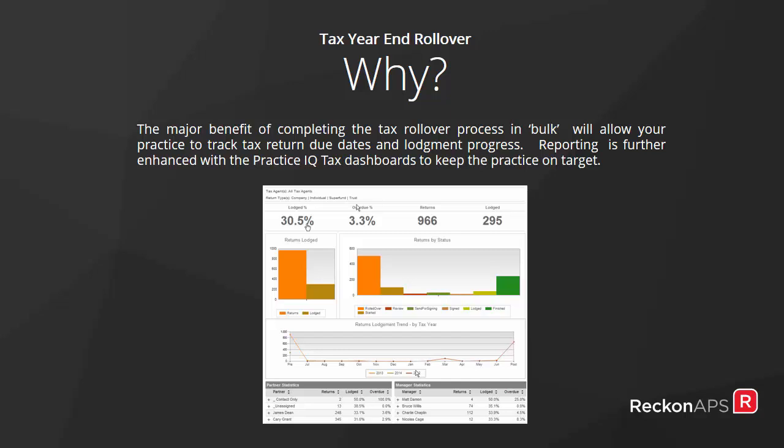The major benefit of completing the tax rollover process is so you can track your tax return due dates and lodgement progress. Reporting notifications are further enhanced with the addition of Practice IQ and Business Process Automation modules. Returns need to exist in the database for the ATO due date to be populated, and from there the full ATO client list can be downloaded. You need these two things in order to be able to track your due dates against the returns that you created.